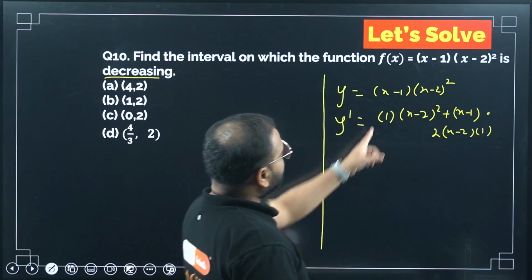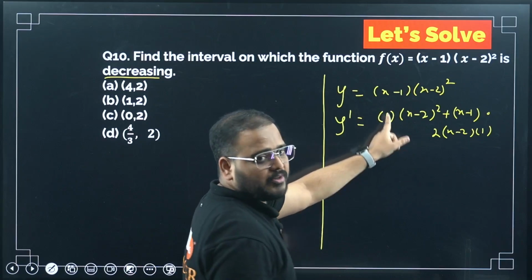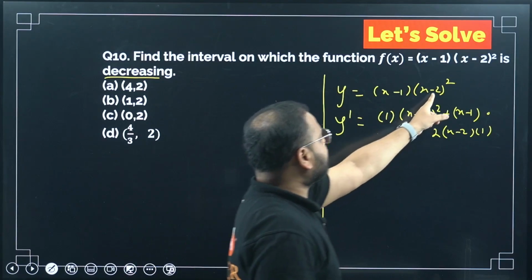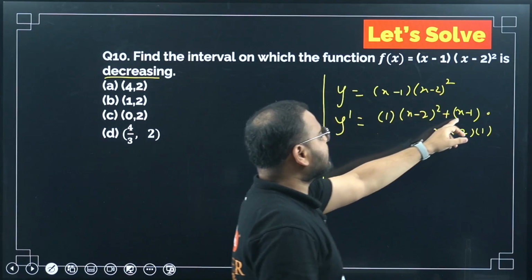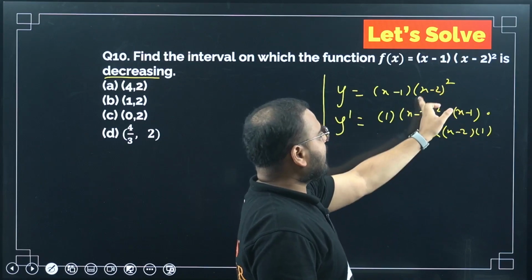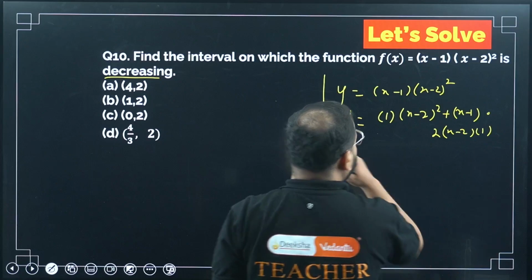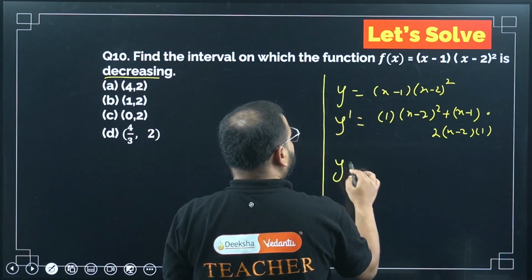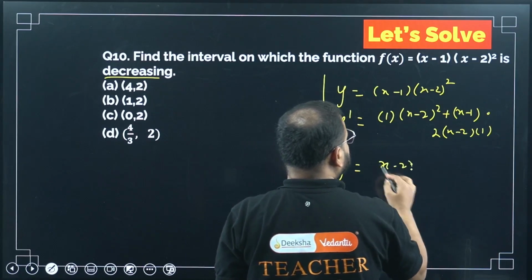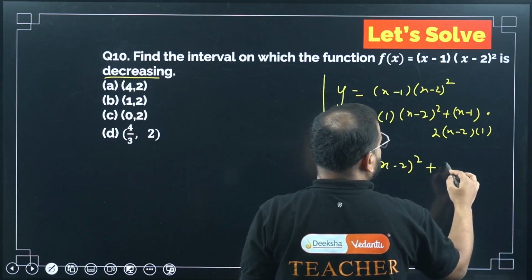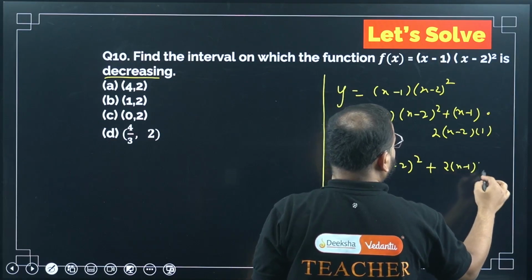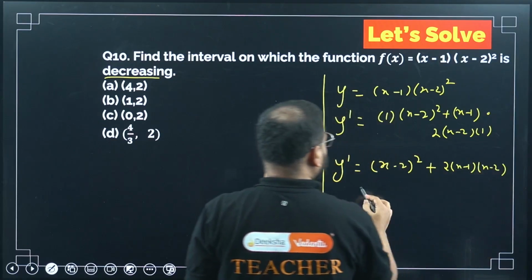Please check. For x minus 1 I got 1 because x gives 1 and minus 1 gives 0. I kept x minus 2 the whole square as it is, plus x minus 1 is kept as it is. For x minus 2 the whole square I get 2 times (x minus 2). For x I get 1. So this is my answer: y dash is (x minus 2) the whole square plus 2 times (x minus 1)(x minus 2). Let's do the expansion over here.